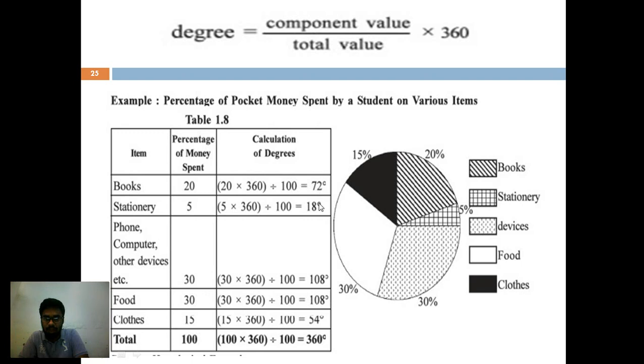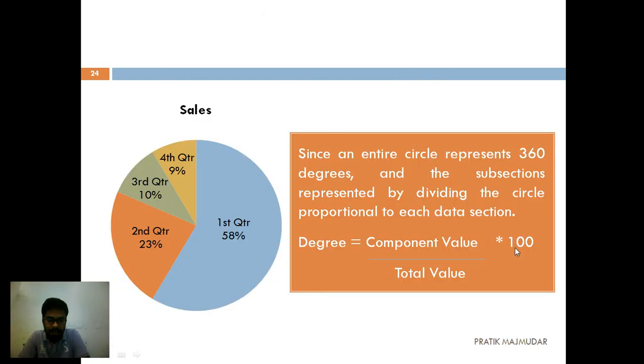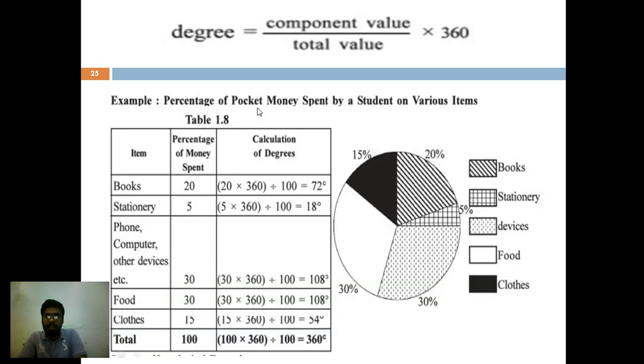When you make the total of these degrees it will become 360, because we are multiplying it with 360. In the previous slide I have made one mistake, that is I have multiplied it with 100. Instead of 100 you have to take 360. This is my mistake, you have to rectify it. Now after division of everything you have to put the amounts in the pie diagram and you will be able to see that very easily.